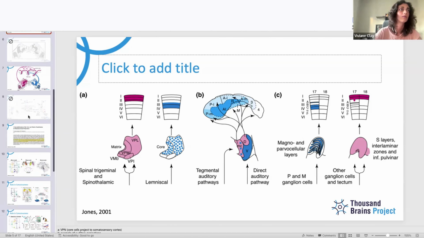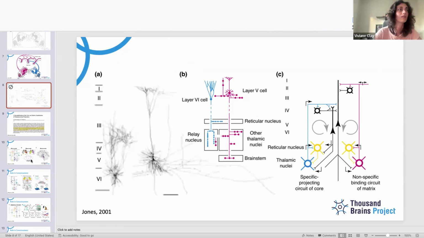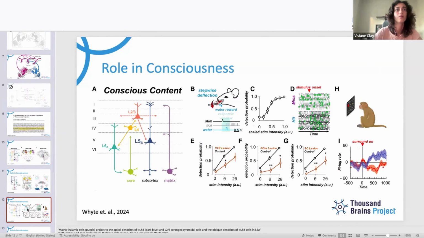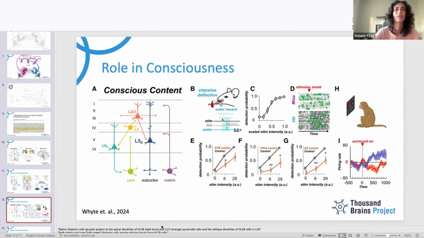And so I promised a better picture. Maybe this is not the best picture. Well, let me see if I have maybe this one is better, "Rolling consciousness," even though it says conscious content. But yeah, basically this shows that the matrix cells project to the apical dendrites of layer 2-3 cells, but also layer 5B cells. And then layer 5B cells project back down to the thalamus, both to core and to matrix cells.